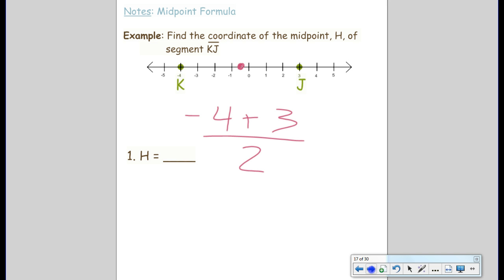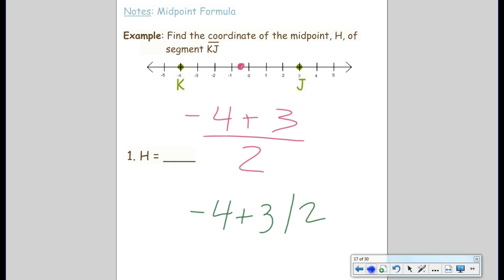Negative 1. Now, guys, let me tell you something really important about your calculator. If you do this in your calculator, are you watching? Negative 4 plus 3 divided by 2. If you do that in your calculator, you're going to get it wrong. Why? It's 2 steps. It is only dividing the 3 by 2.